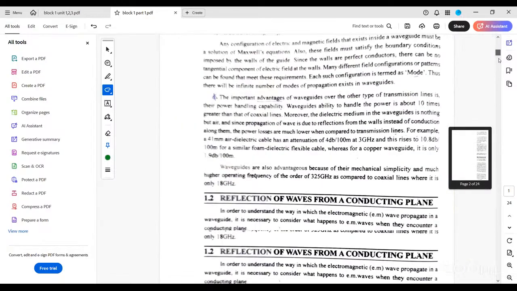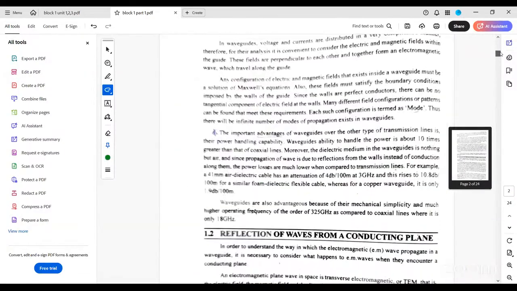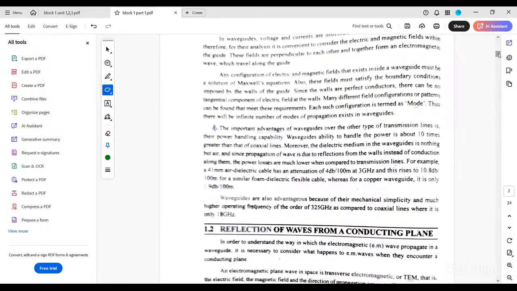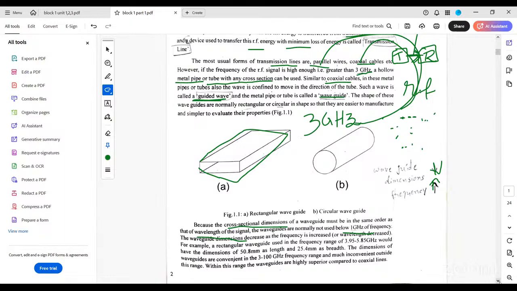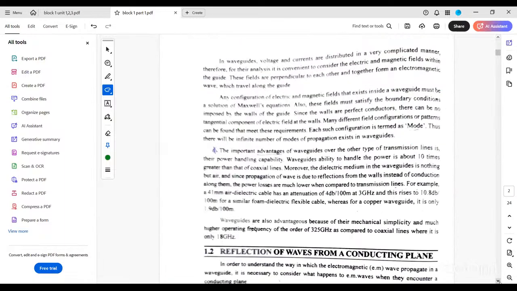And in the next page, which topic is this? These are completely about the introduction of waveguides. In the second paragraph, he is explaining voltage and current. If voltage is maximum, what happens to current? Current is minimum. That is non-ohmic law. Ohm's law is V equal to IR, isn't it? Ohm's law: V equals IR.